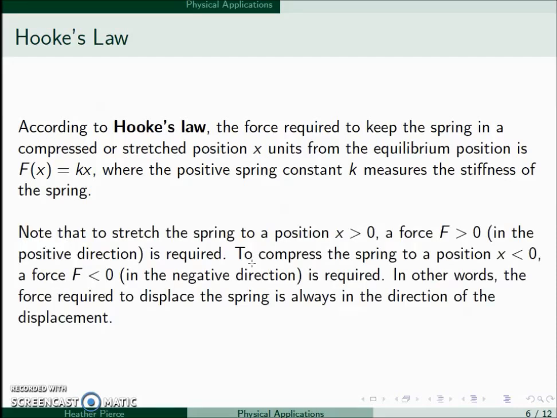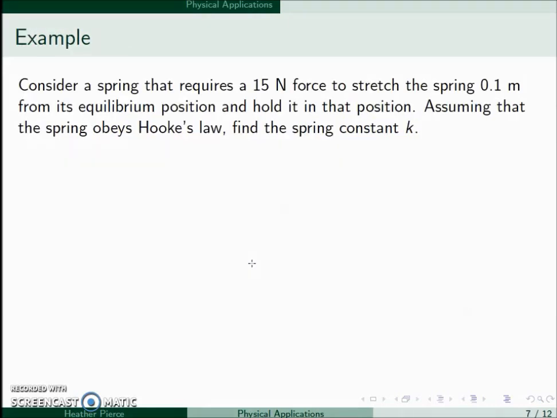So when we stretch a spring, then x is greater than 0, so our force will also be positive. To compress the spring, we have x less than 0, so we have a negative force. So let's consider a spring that requires 15 newtons force to stretch the spring 0.1 meter from its equilibrium position and hold it in that position. So assuming it obeys Hooke's law, let's find our spring constant.